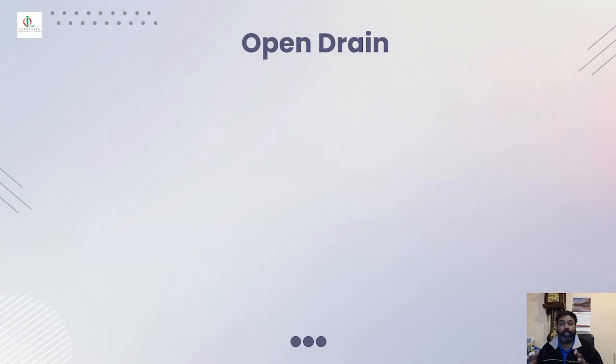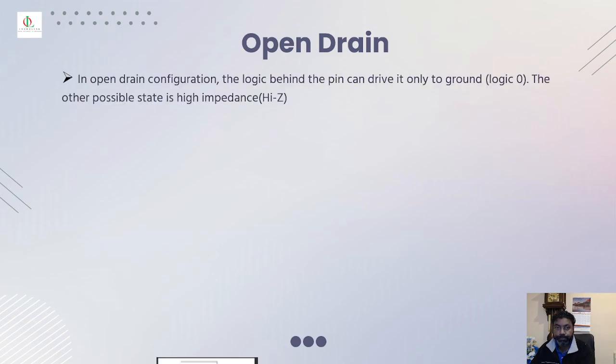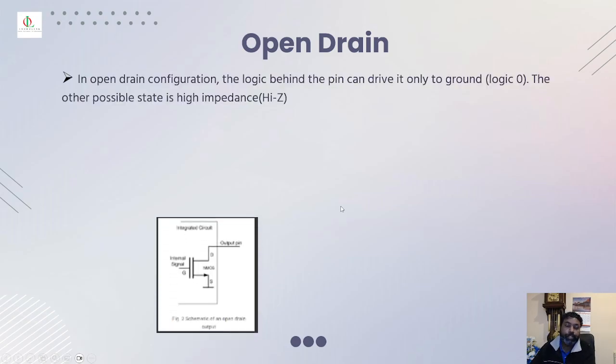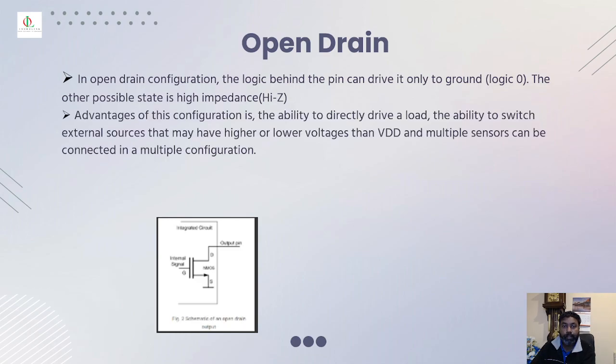So now let's move on to the second output type configuration. It's called open drain configuration. In open drain configuration, the logic behind this pin can drive it only to either ground, logic 0, or the other possible state, which is high impedance. The advantages of this configuration are the ability to directly drive a load, the ability to switch external sources that may have higher or lower voltages close to VDD, and to have multiple sensors connected in a multiple configuration.